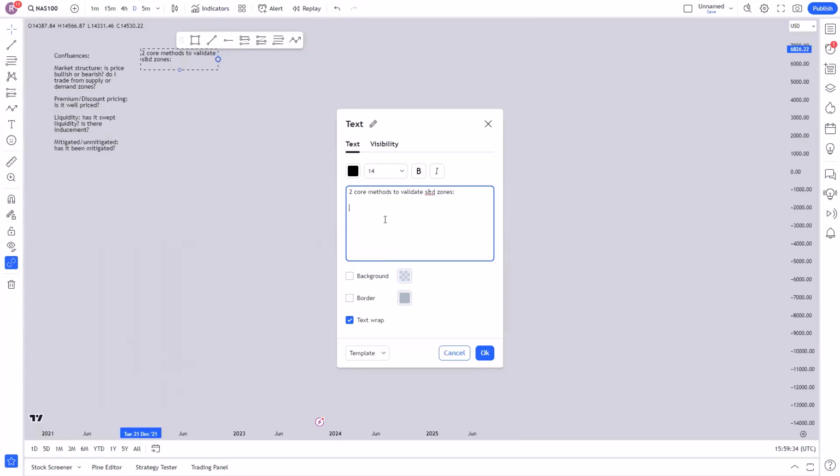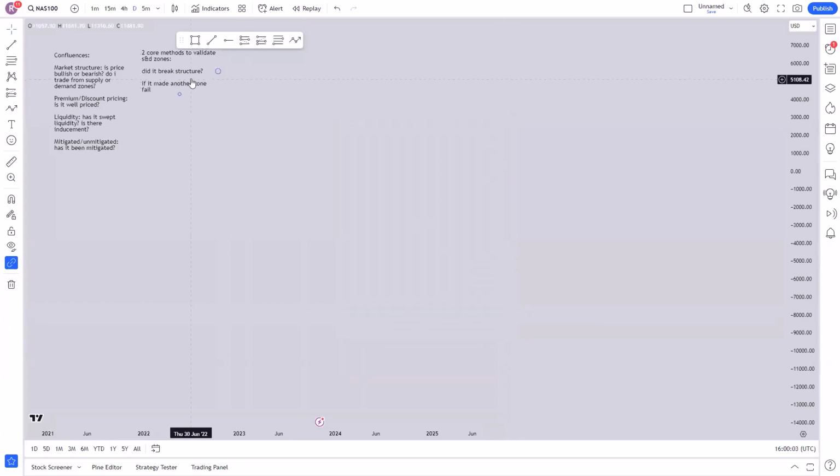So the first one is, did it break structure? Okay, so that's the first one. And the second one is if it made another zone fail. And we will go through this. So what do I mean by this? So did it break structure?